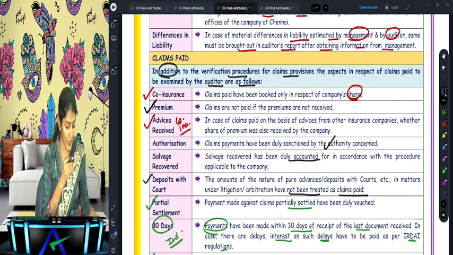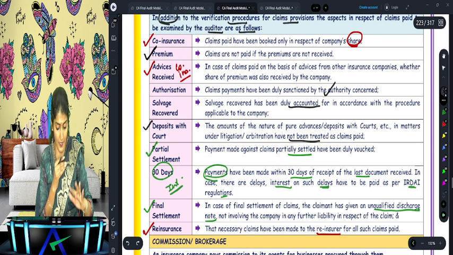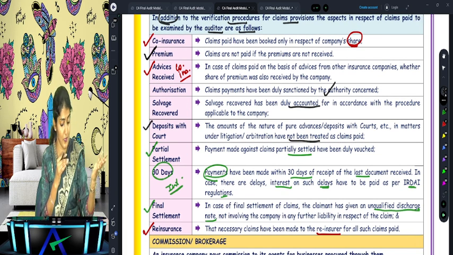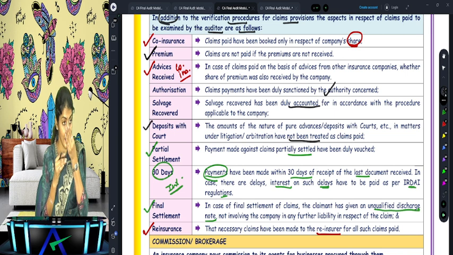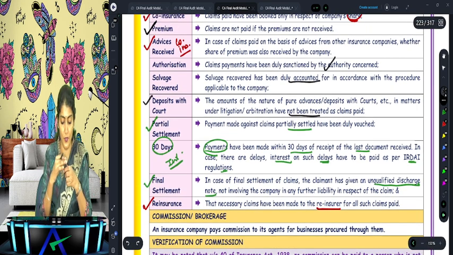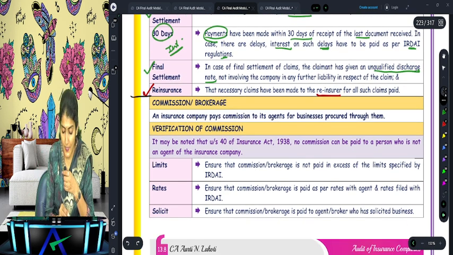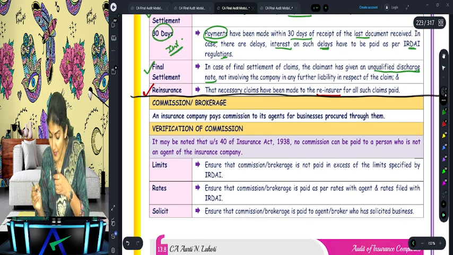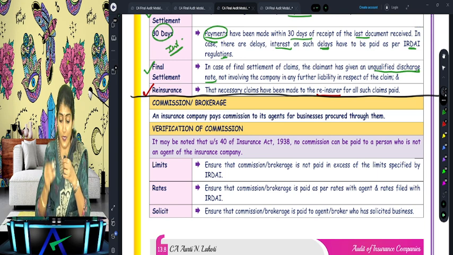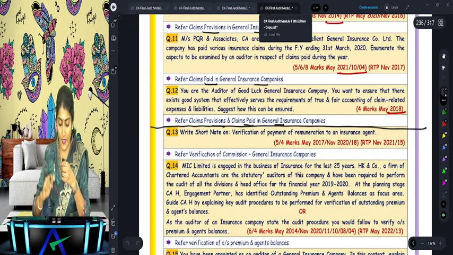What are the points we have? Co-insurance and the reinsurance. Then after that, partial settlement and the final settlement. Then the 30 days, then interest is to be paid. Then after that, we also have the premium, the authorization and the salvage value, and the amounts deposited with the court will not be considered as the claims paid. Okay, right? So that completes our discussion regarding the claims provision.